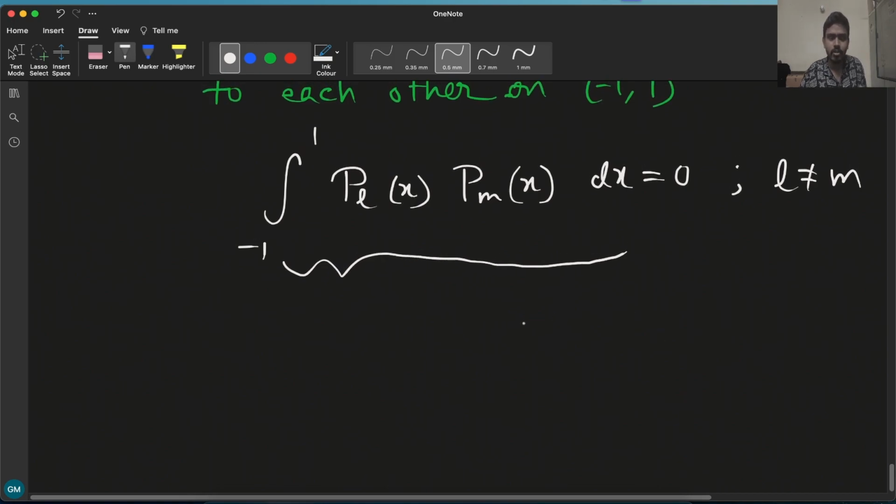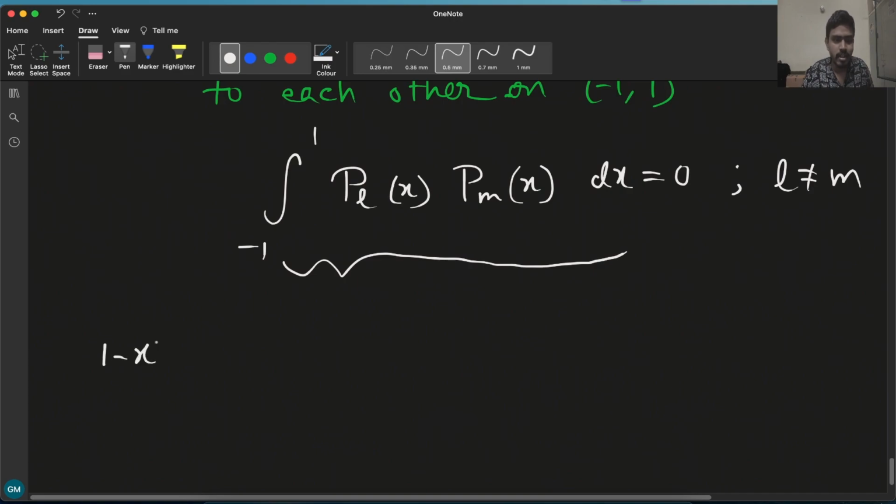Okay, so let me show that. These P_l(x) and P_m(x) are indeed orthogonal. This integration is 0. To show that, we will start with the fact that P_l(x) and P_m(x) are solutions of the Legendre differential equation. These are Legendre polynomials, so they will satisfy the Legendre differential equation. And what is the Legendre differential equation?